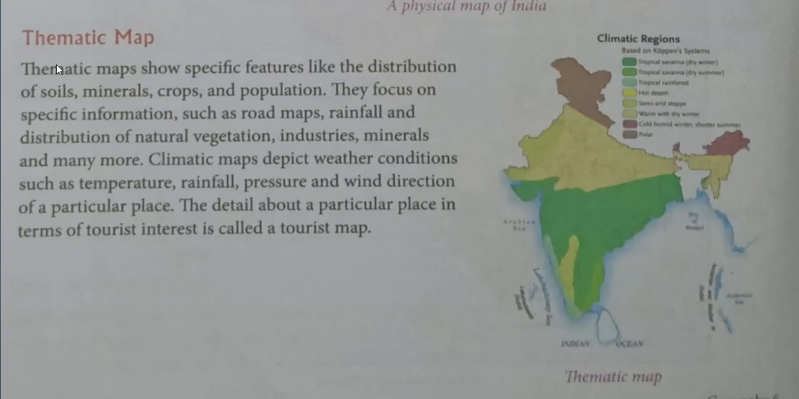The next one is the thematic map. A thematic map shows specific features like the distribution of soil, minerals, crops, and populations. They focus on specific information such as road maps, rainfall, and distribution of natural vegetation, industries, minerals, and many more. Climatic maps depict weather conditions such as temperature, rainfall, pressure, and wind direction of a particular place. The detail about a particular place in terms of tourist interest is called a tourist map.